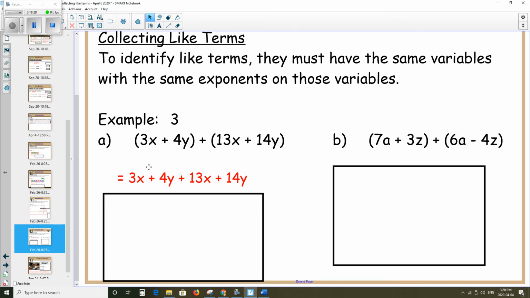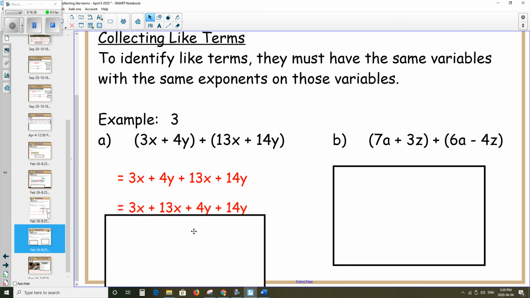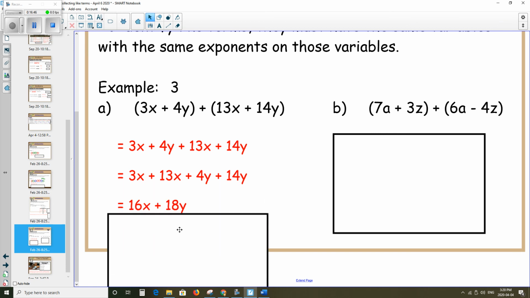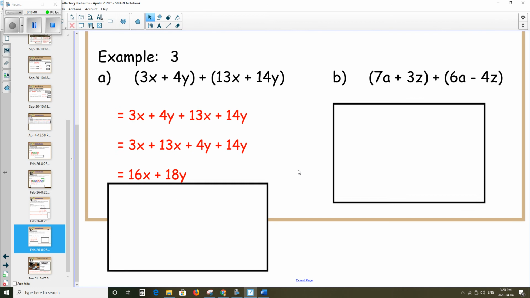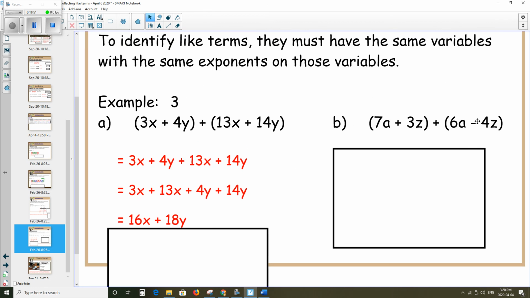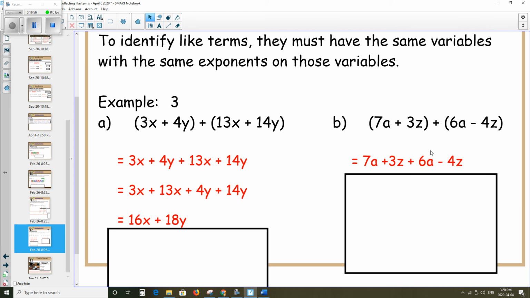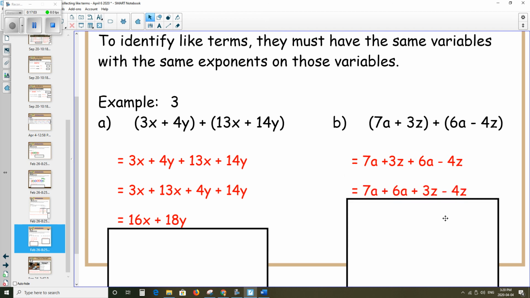And now you can collect like terms, so add together the terms that are like. So we have 3x and 13x. They will go together, and the 4y and 14y will go together. 3x plus 13x is 16x, and 4y plus 14y is 18y. And the last example over here, just remove the brackets first and group together the ones that have the same ending. So 7a and 6a, 3z, and then minus 4z.